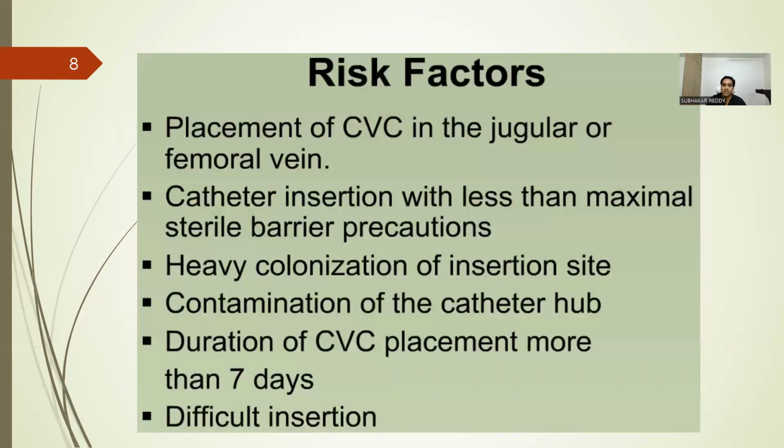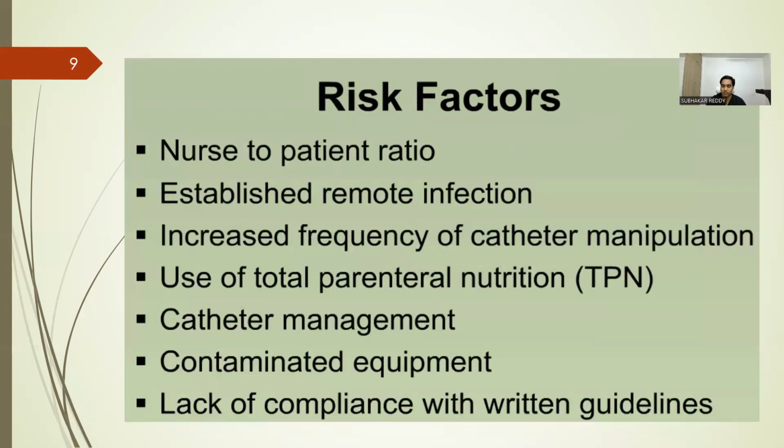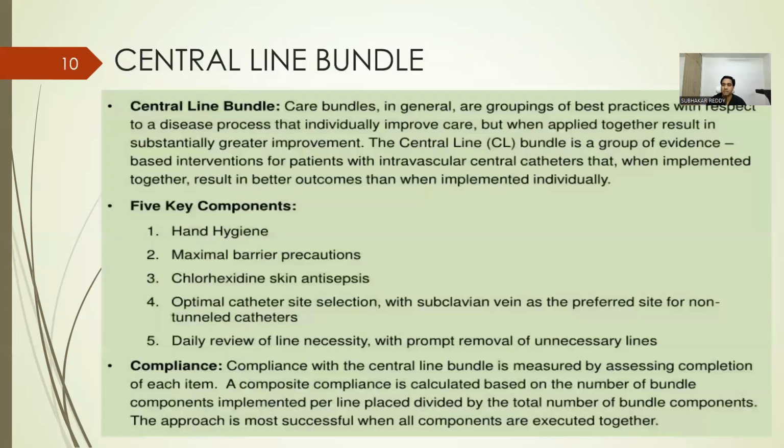Epidemiology: common suspects are CoNS, gram-negative rods, Staph aureus, and Candida species. Risk factors: placement of central lines in unfavorable, highly contaminated sites, insertion with less than maximal precautions, heavy colonization, contamination of the catheter hub, improper usage of the catheter hub, CVC for more than 7 days, difficult insertion, unfavorable nursing ratio, established remote infections, increased manipulations, and TPN use. All those things pose a risk.